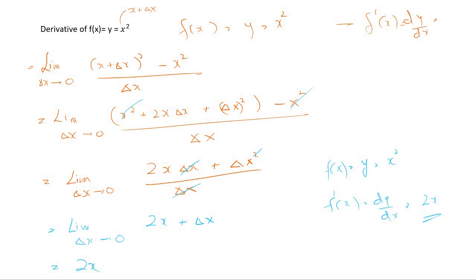Let's do one more question from basic principles. Let's derive the derivative of f(x) equals y equals 3x squared from first principles. If f(x) is equal to y is equal to 3x squared, f prime x, the derivative, is equal to y prime, and that's what we need to find. It is also equal to dy over dx.